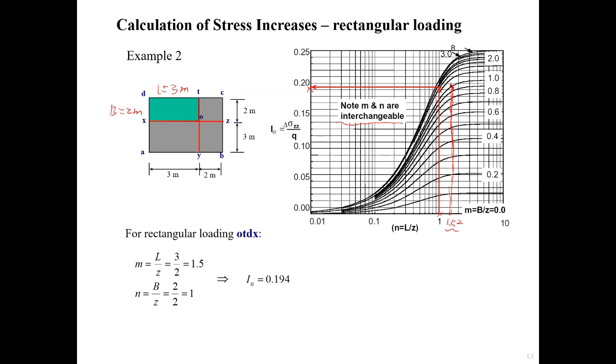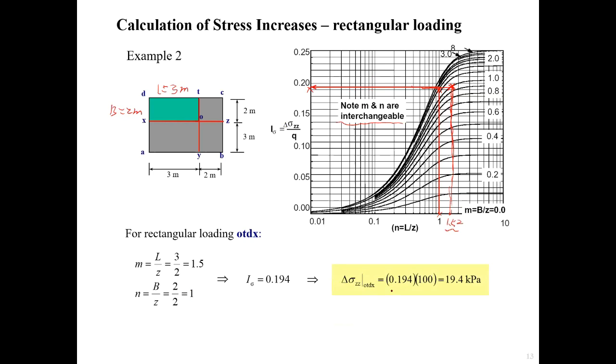So that's N equal to 1 line here, you see? And then I draw the corresponding horizontal line. You see, it aligns with this one. So you end up with the same influence coefficient. That's why I'm saying the M and N are interchangeable. So if you get the ratio 1.5 and 1, either M equal to 1.5, N equal to 1, or M equal to 1, N equal to 1.5, you end up with the same influence coefficient.